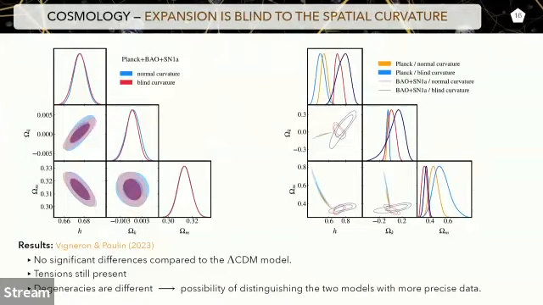So these graphics represent one parameter as a function of the other one. For instance, if we look at this square here, we have the curvature parameter as a function of the Hubble constant. And basically, it's still around 0, plus or minus, not much.